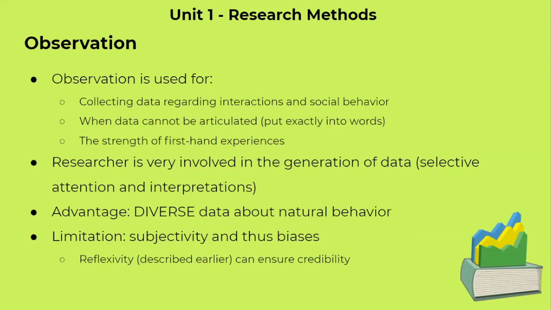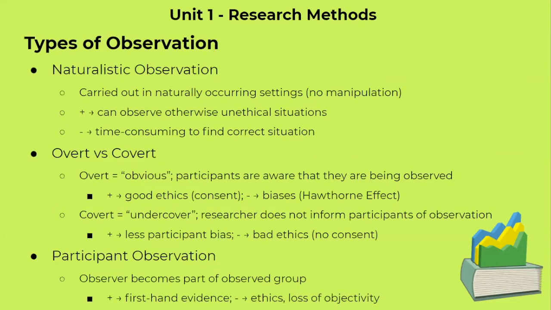So moving on, we're going to look at 3 types of observation. First one is naturalistic observation. This is natural, like the name suggests. It's carried out in naturally occurring settings where the researcher has minimal influence. And here I'm just going to use pluses and minuses to signify strengths and limitations for the sake of simplicity.